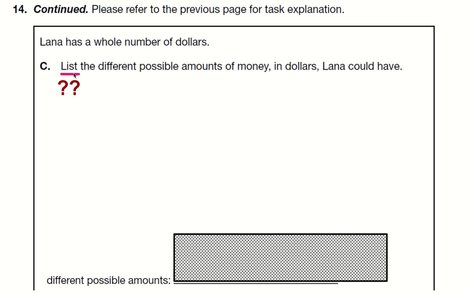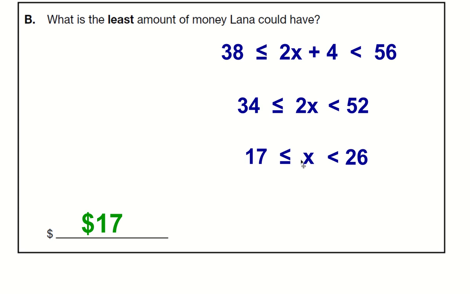And then in part C it says list the different possible amounts of money in dollars Lana could have. So listing the amounts can seem a little weird. Okay, so she could have $17, she could have $25, and I suppose it's possible she could have like $25.99, right? Because this means just less than 26. Like this includes $25.99. You know what I mean?